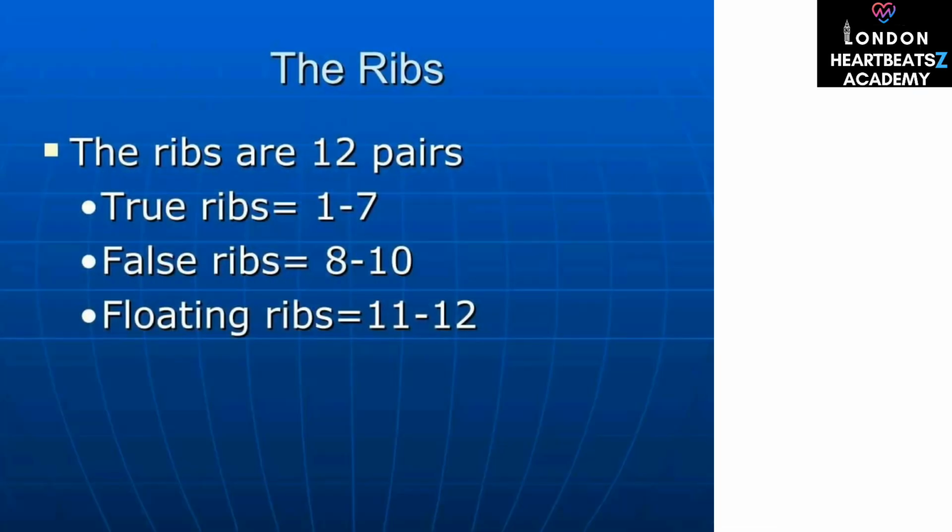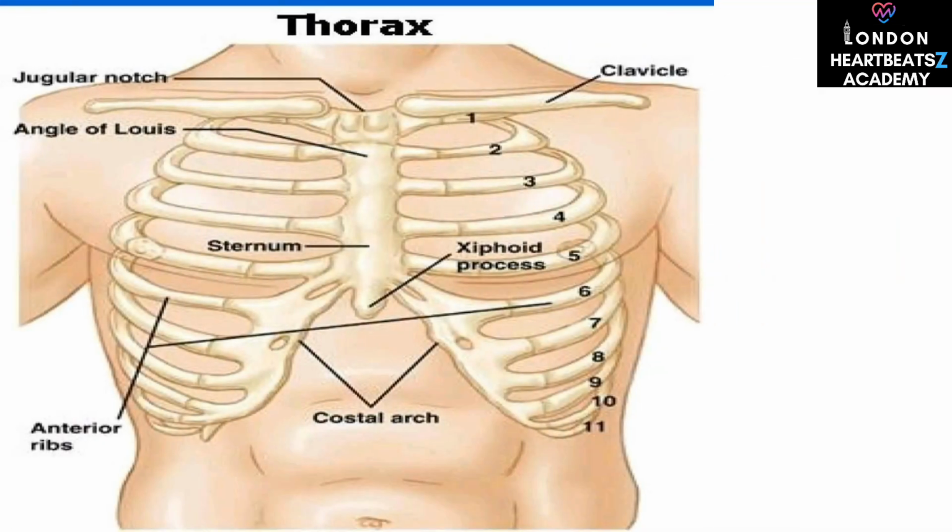There are 12 pairs of ribs. True ribs are pairs 1 through 7, false ribs are pairs 8 through 10, and floating ribs are pairs 11 and 12. This image provides an anatomical view of the thorax, highlighting key structures such as the sternum, clavicle, ribs, and the angle of Lewis.